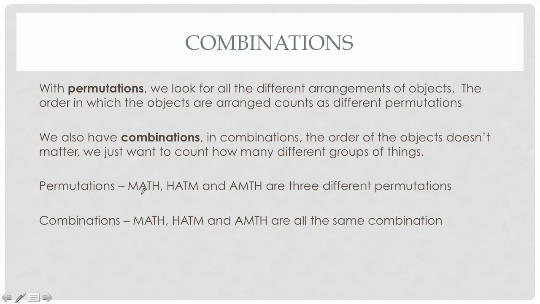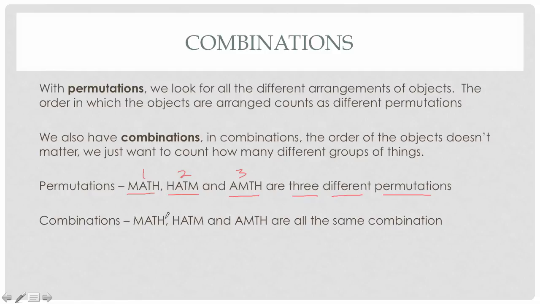So permutations, math, M-A-T-H, H-A-T-M, and A-M-T-H were 3 different permutations, right? They're in different orders. So I would count that as 1, 2, and 3 different permutations. And if I kept going, we listed all of them, you got permutations.